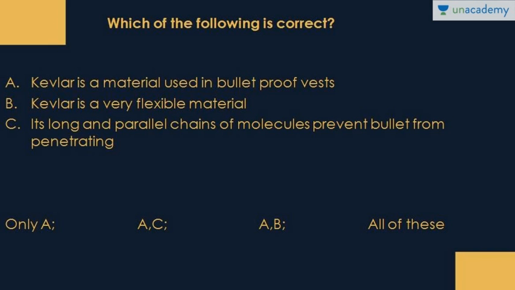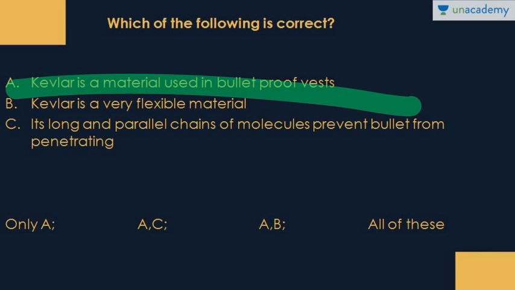Next, which of the following is correct? A, Kevlar is a material used in bulletproof vests. B, Kevlar is a very flexible material. C, its long and parallel chains of molecules prevent the bullet from penetrating. Why it is in news, we will study in the next slide. Coming to the options, the first one, you must be aware of this Kevlar, a very popular material in bulletproof.